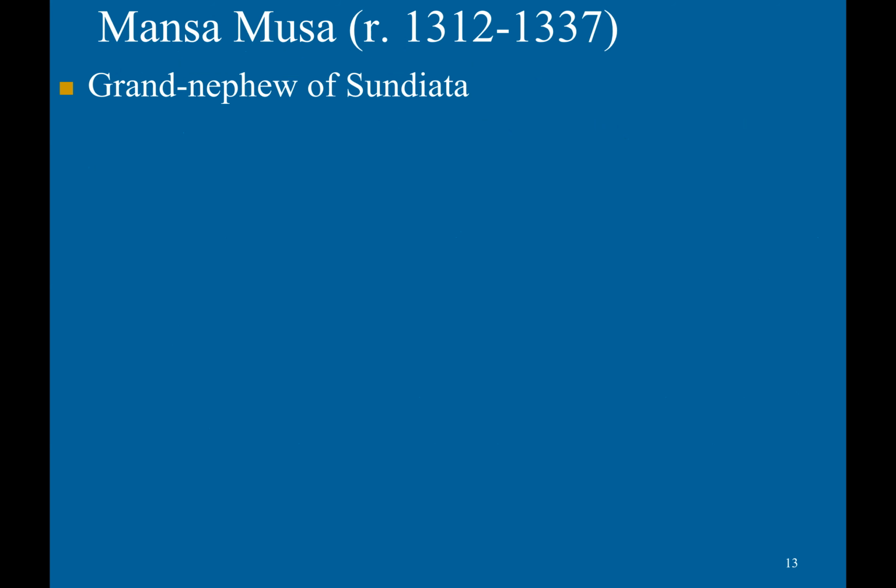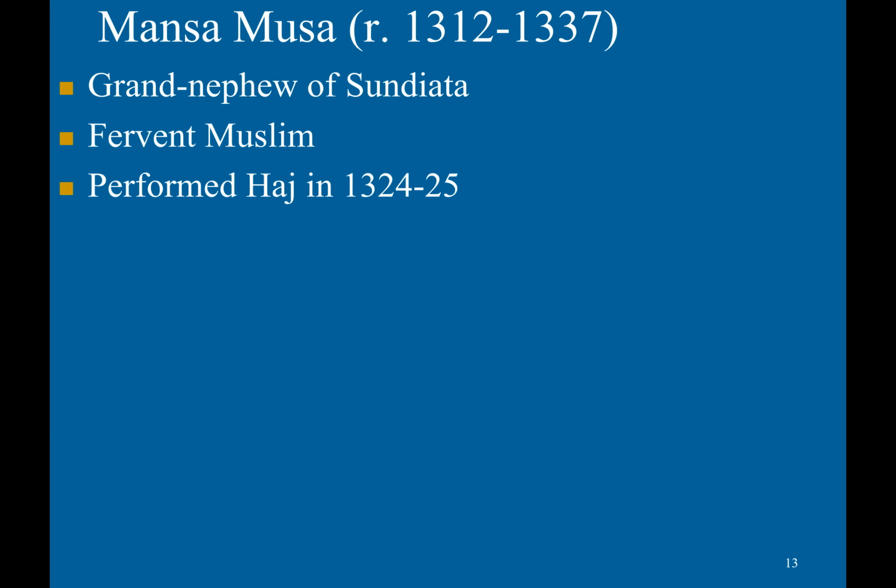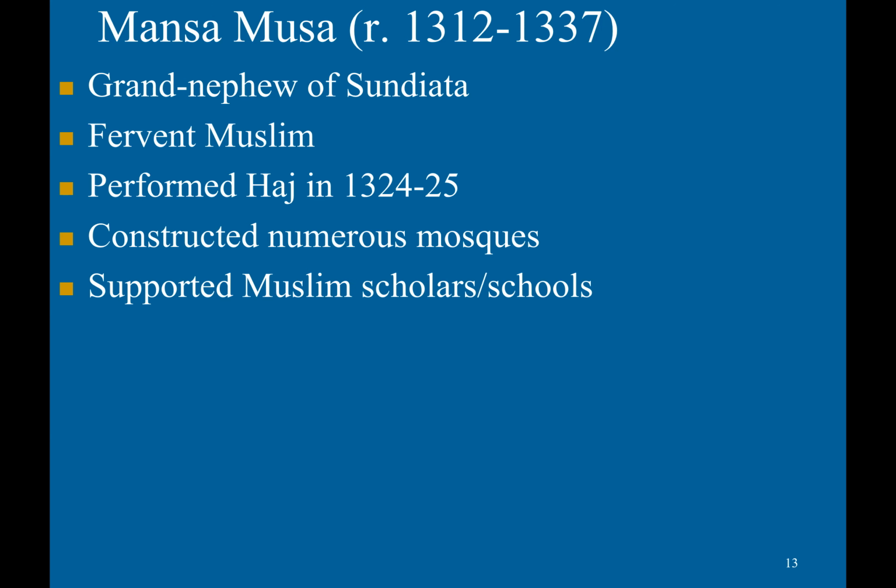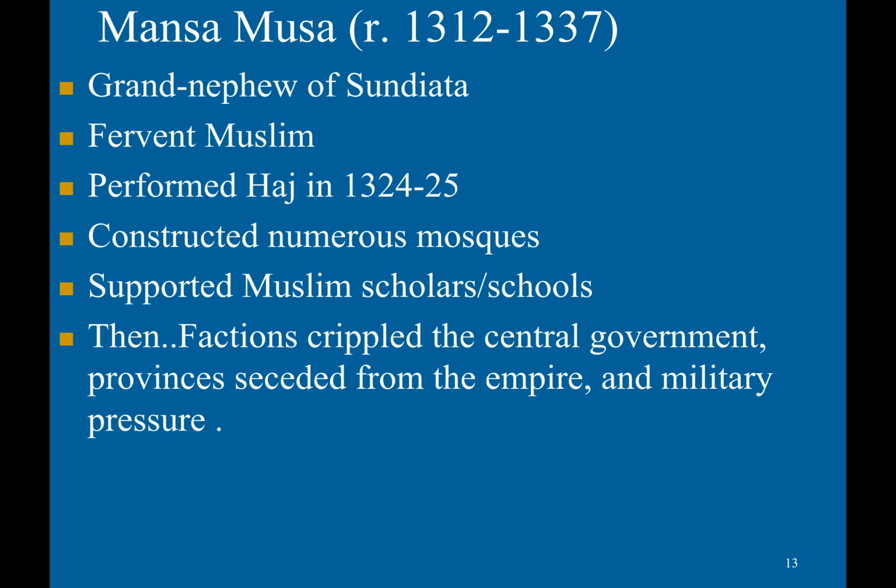The grandnephew of Sundiata, Mansa Musa, who reigned from 1312 to 1337, was a fervent Muslim and performed the Hajj in 1324 to 1325. As a ruler, he constructed numerous mosques and supported Muslim scholars and schools. However, factions crippled the central government and the provinces seceded from the empire. The empire eventually succumbed to factions, province secession, and military pressure. The Kingdom of Songhai eventually replaced it.